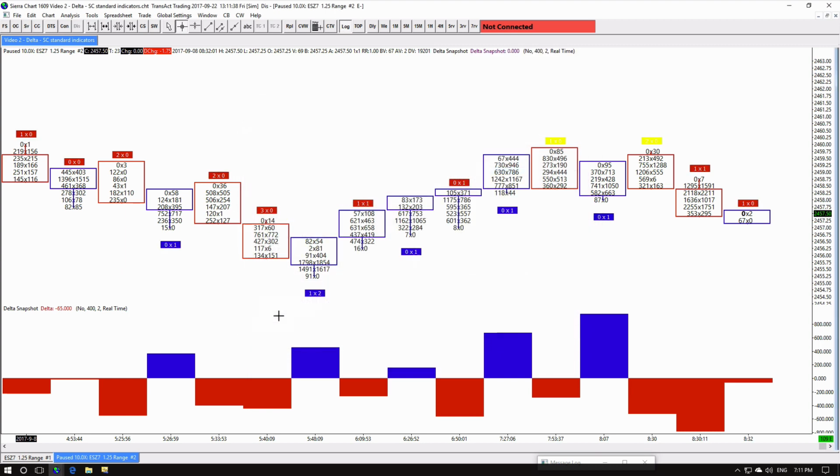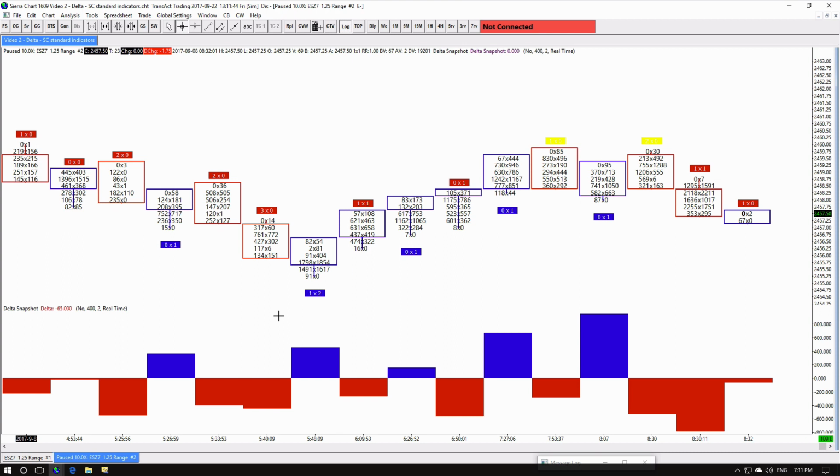The colour represents the delta, as does the position of the box. Positive delta is shown by having the box underneath the price bar, implying upwards buying pressure. Negative delta is indicated with the box above the bar, indicating downward selling pressure.